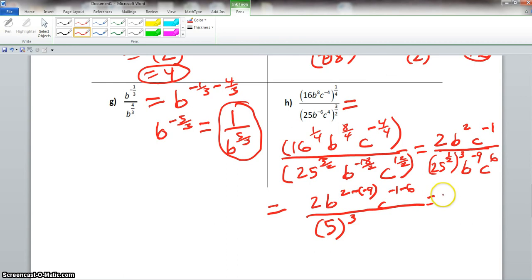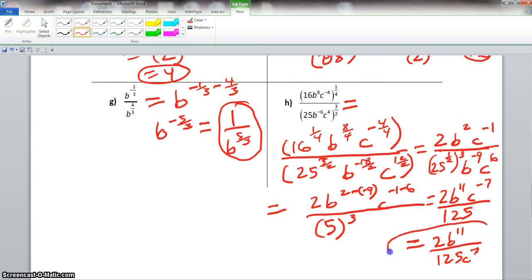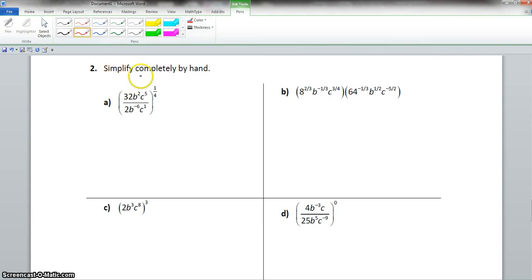So now we would have 2b to the 11, and then c to the negative 7, all over 125. And since this c is negative, we know we're going to bring it down to our denominator. So it would be 2b to the 11th, all over 125, c to the 7th power. And that is the final answer. Now we start problem number 2. It says simplify completely by hand.